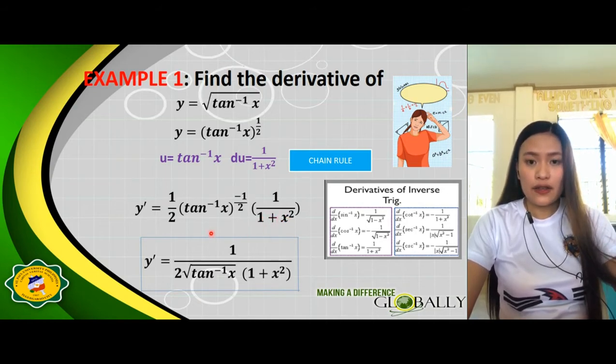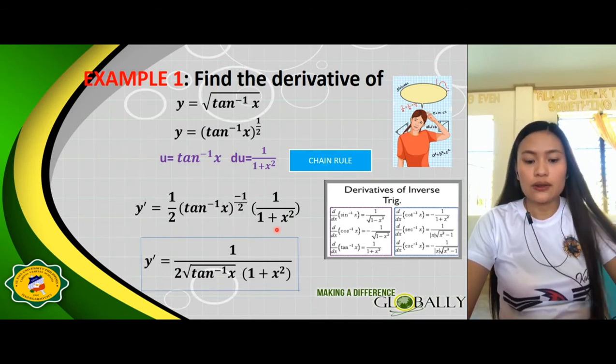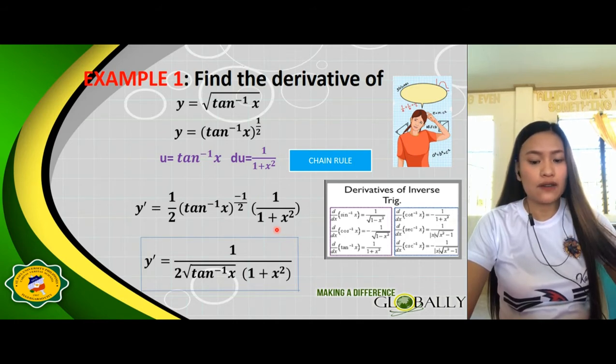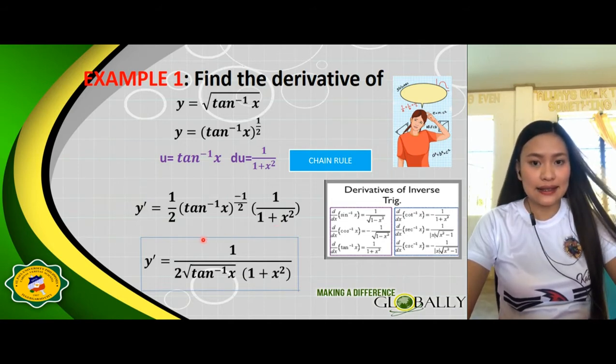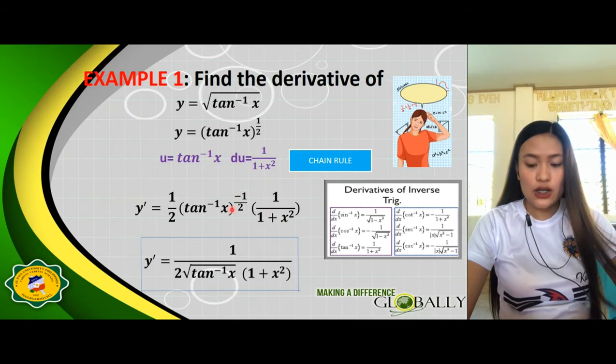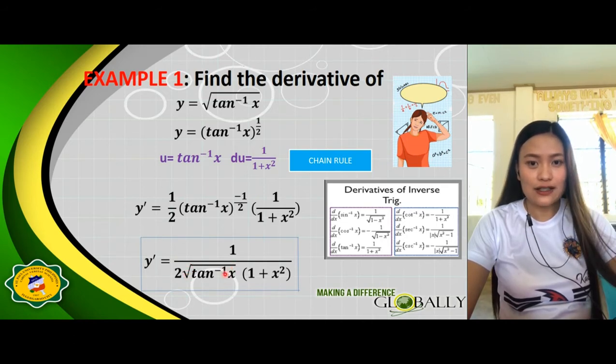Now, this derivative right here is already acceptable because you performed the chain rule and you also used the formula for finding the derivative of tan inverse. So for us to simplify, we know that this is a negative exponent, so we'll put it down here in the denominator. So the final answer now is y prime is equal to 1 all over 2 times the square root of tan inverse x times 1 plus x squared.